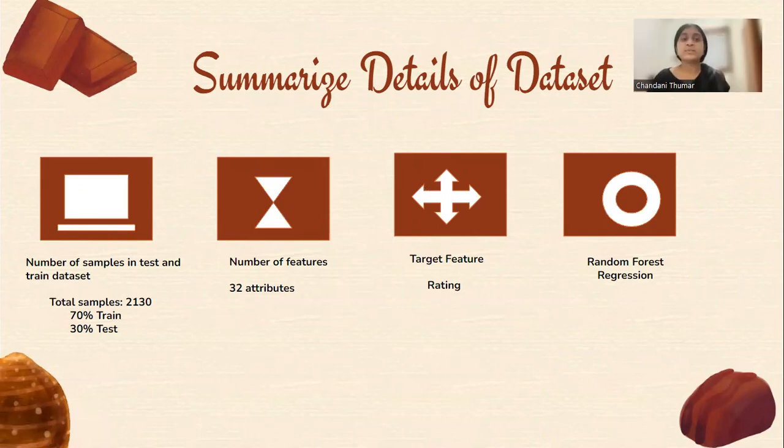So this slide explains the summarized details of the data set. We have a 2130-row data set, and we are using 70% as train and 30% as test data. We have 30 attributes as features, and our target variable is rating, and we are using the random forest regression model.